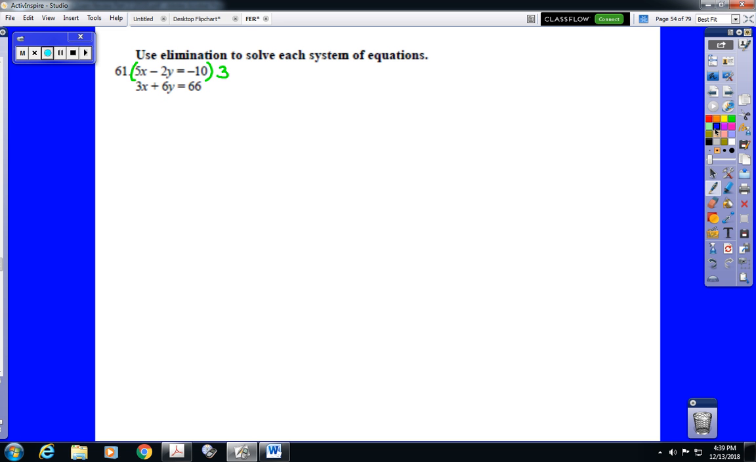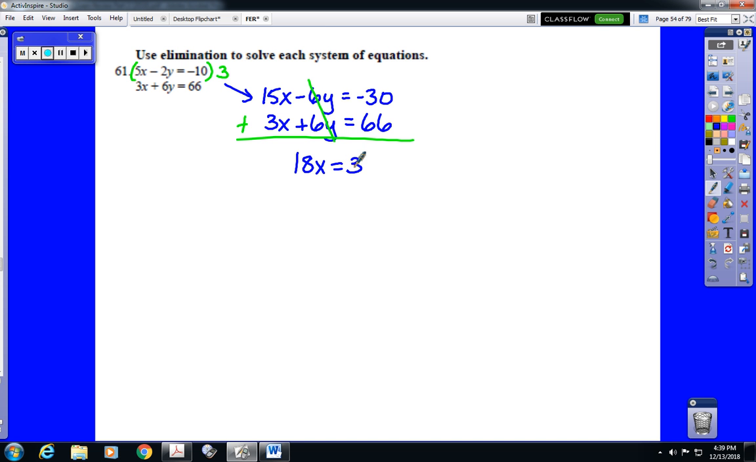So when I do that, my new system becomes 15x minus 6y equals negative 30 is the new first equation. And the second equation remains exactly the same. So then I add those equations together. The y drops out. And I get 18x equals 36. Divide by 18. And I get x equals 2.